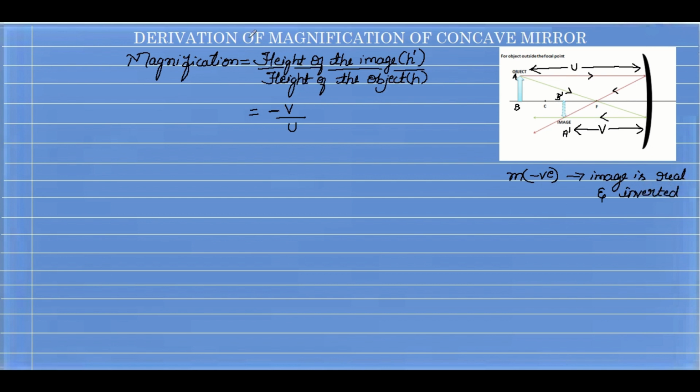If in any question they give the magnification as a negative number, then you have to keep in mind that the image formed is inverted and real. Okay, if the magnification is positive, then the image is virtual and erect. So this is the sign convention you have to understand.